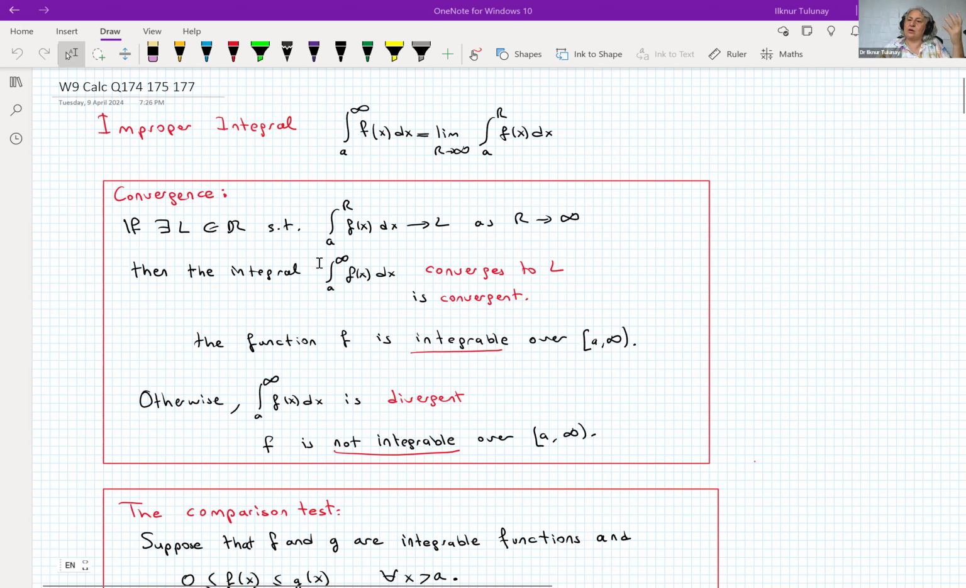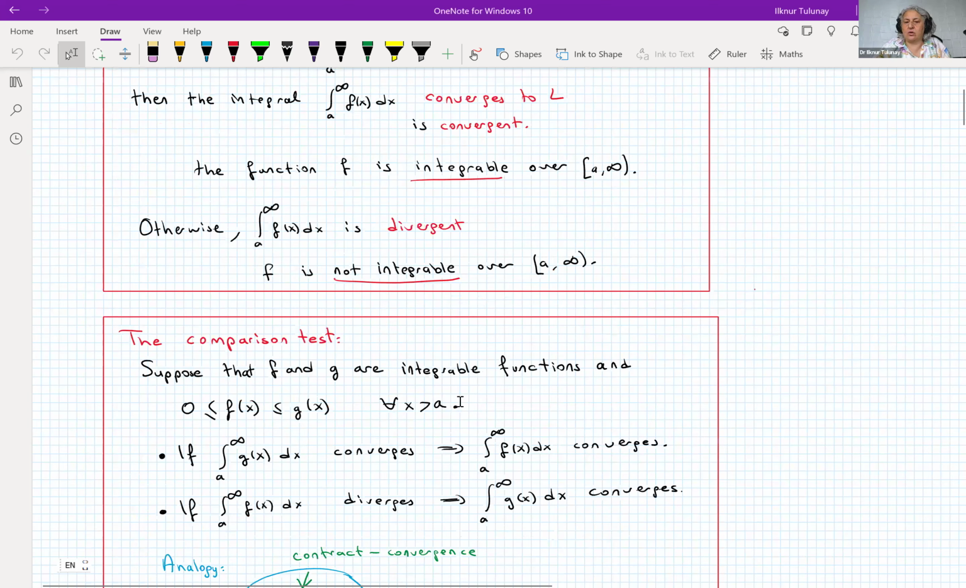Now, since we are concerned about the convergence of a sum, we are also concerned about the convergence of an integral if one of the boundaries is infinite. Definition: if there exists a real number L such that this limit goes to L as R goes to infinity, then we say the integral converges to L, it is convergent, or f is integrable. Otherwise, we call it divergent, or not integrable.